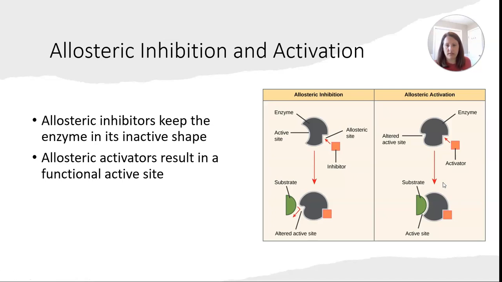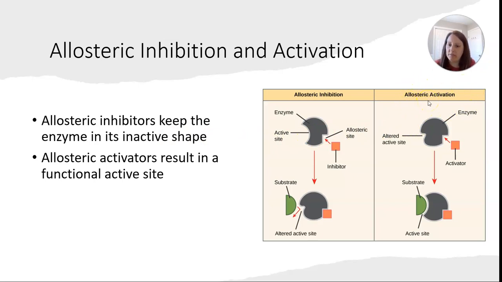Okay, this is another figure. On the left of the figure, it's allosteric inhibition, which we just covered. And so again, an allosteric inhibitor will bind to an allosteric site, changing the shape of an enzyme, making it inactive. There's also allosteric activators.